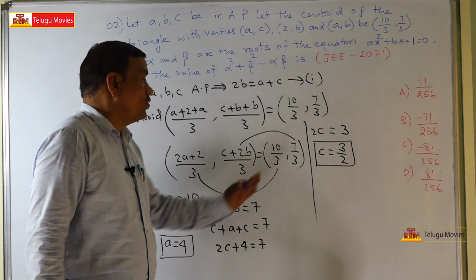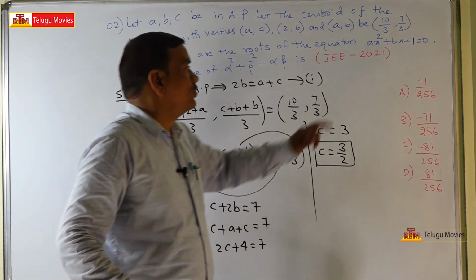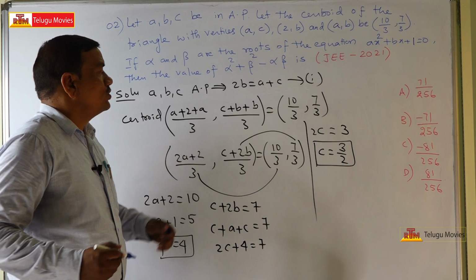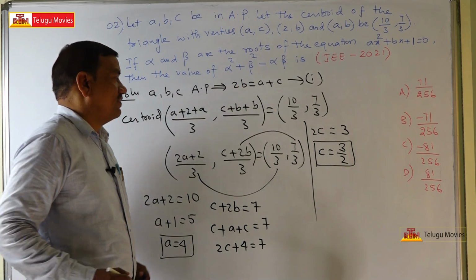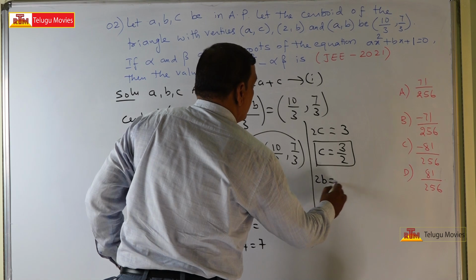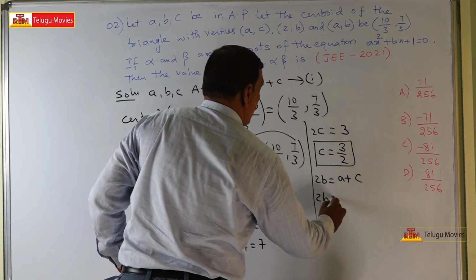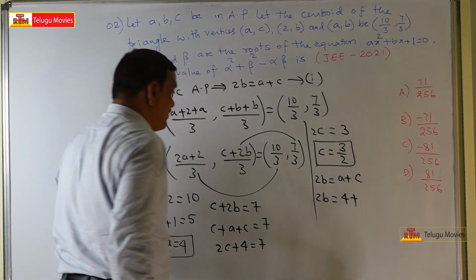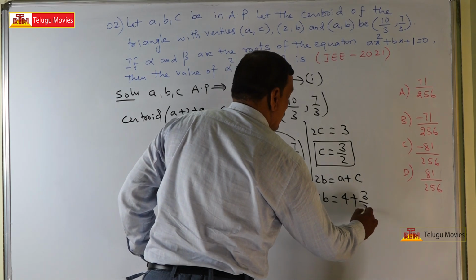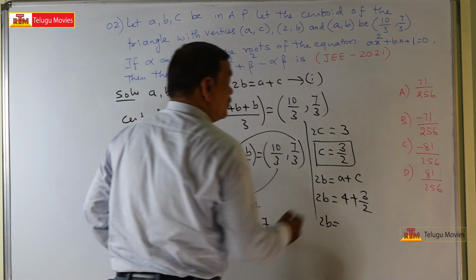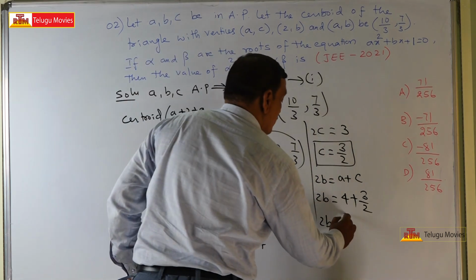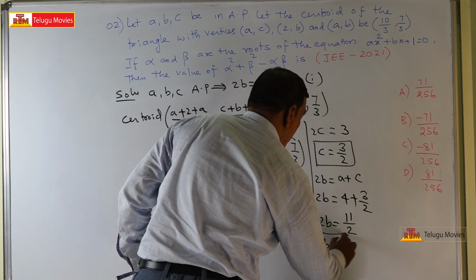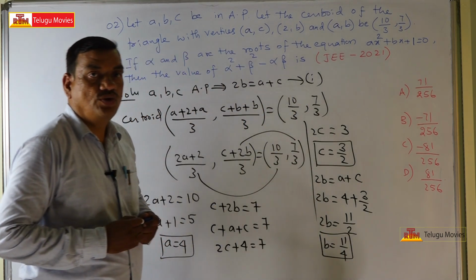So we got the a value and the c value. Actually, we should know the values of a and b. So let us take the first equation: 2b is equal to a plus c. 2b is equal to a value 4 plus c value 3 by 2. So 2b is equal to 8 plus 3 by 2, that is 11 by 2. So b is equal to 11 by 4.